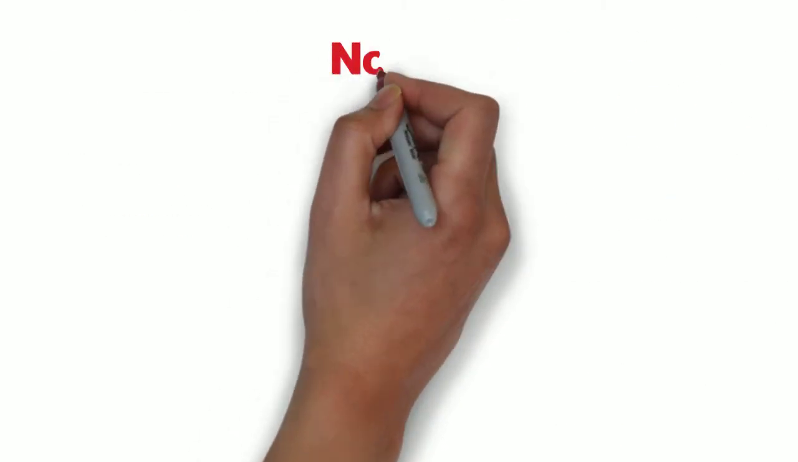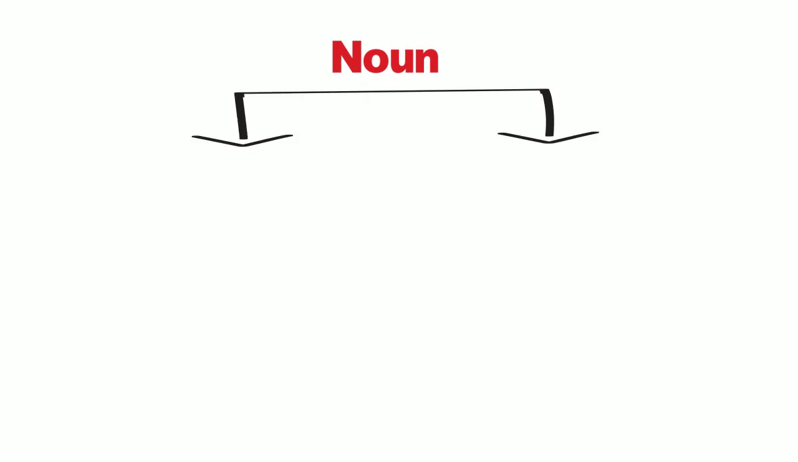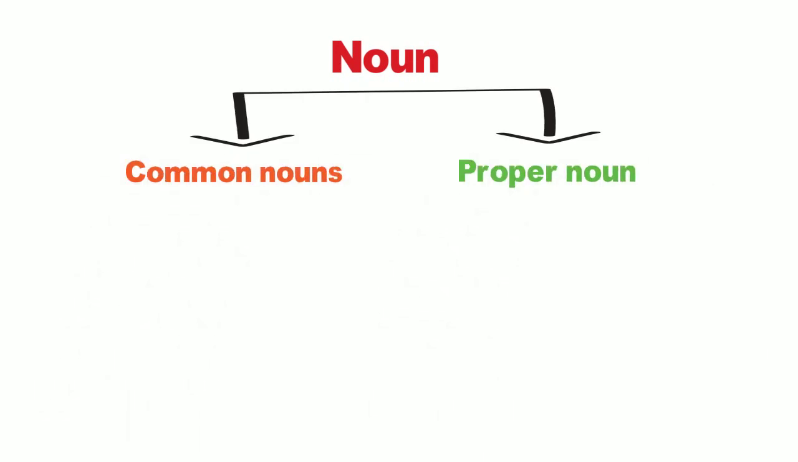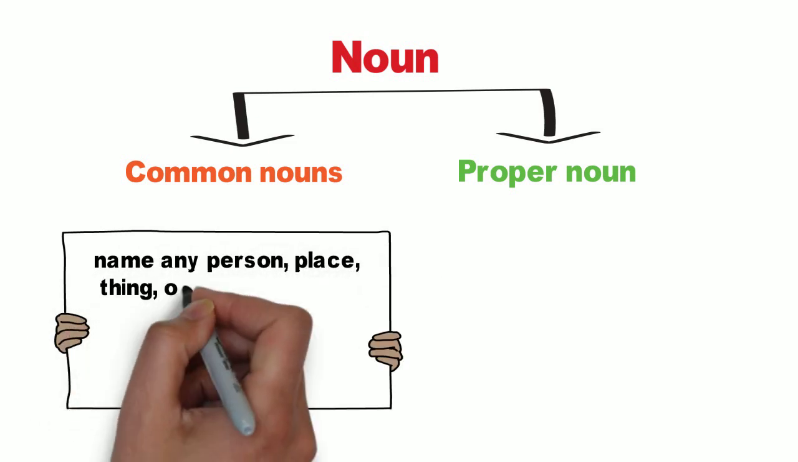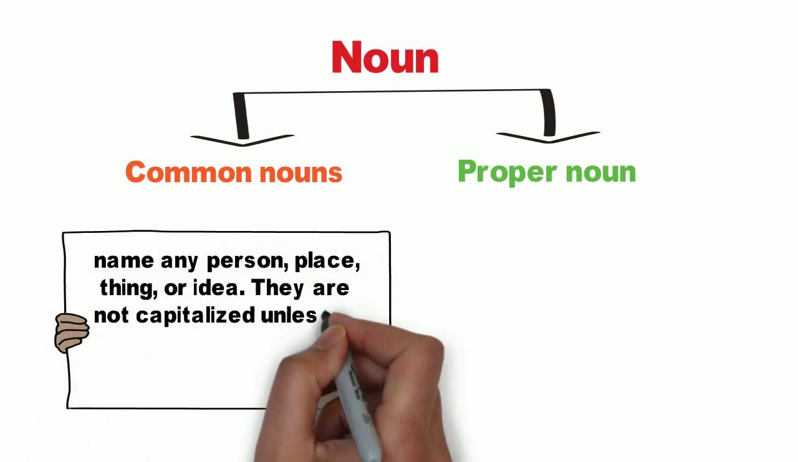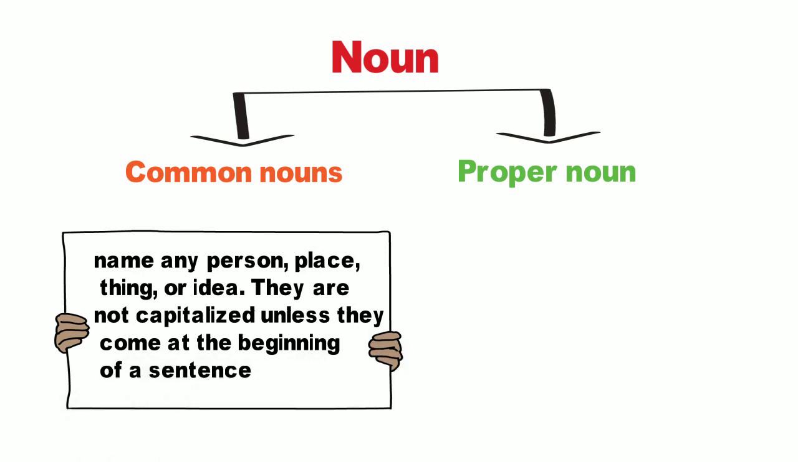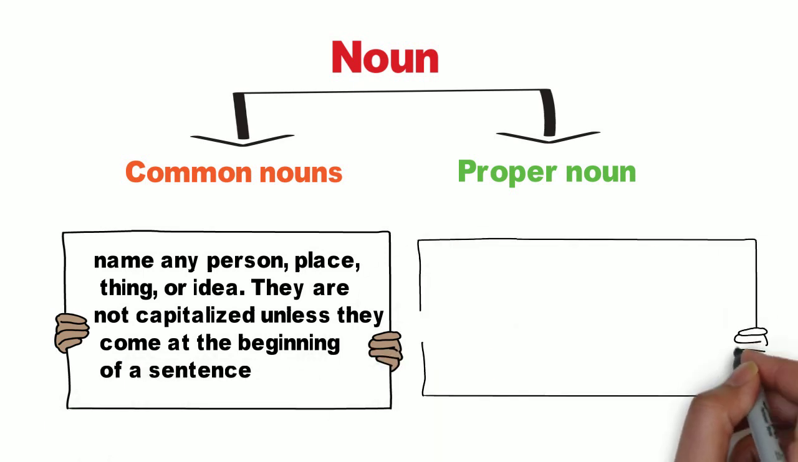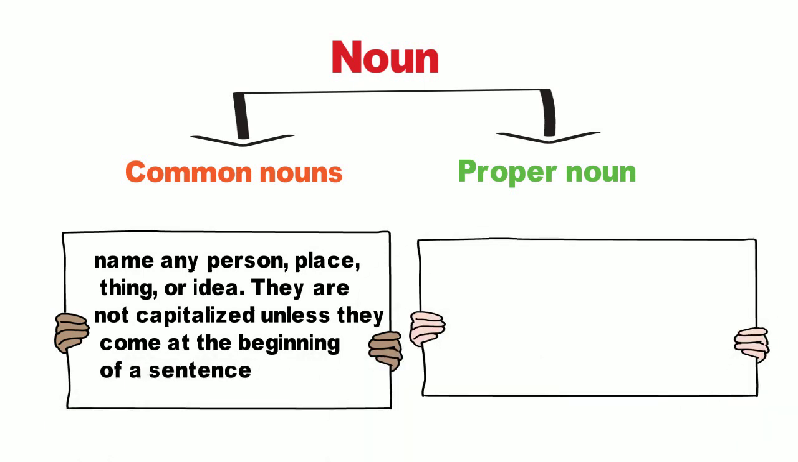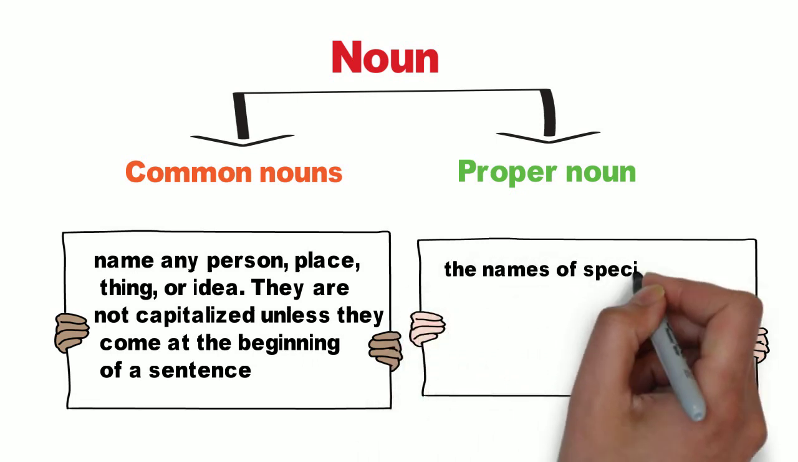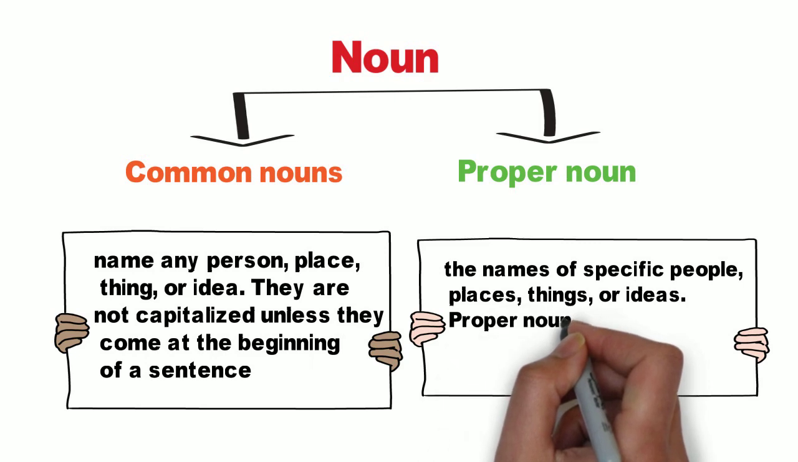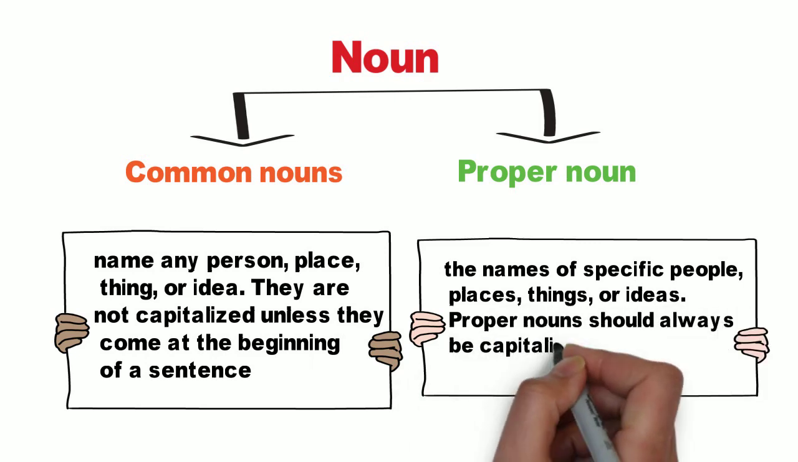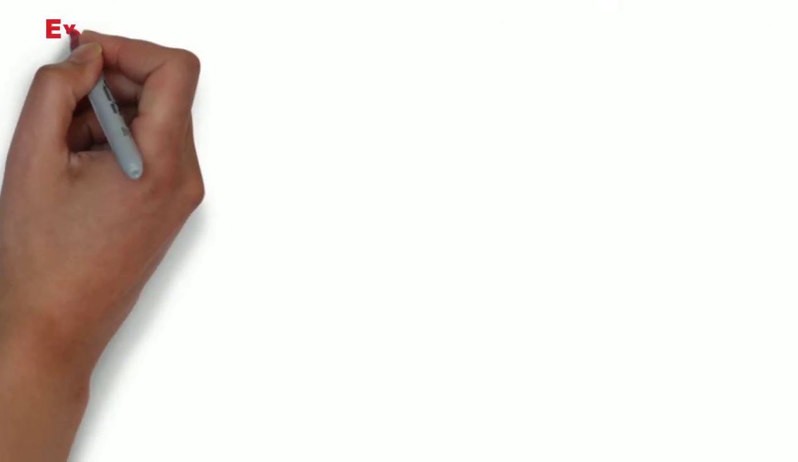Nouns are divided to 2 categories, common nouns and proper nouns. Common nouns name any person, place, thing, or an idea. They are not capitalized unless they come at the beginning of a sentence. And on the other hand, proper nouns. Proper nouns are the names of a specific people, places, things, or ideas. Proper nouns should always be capitalized.